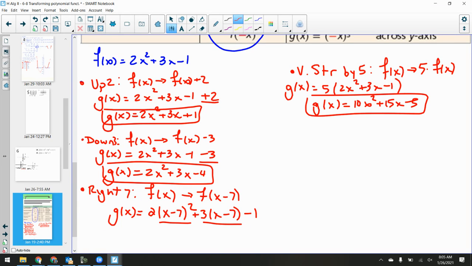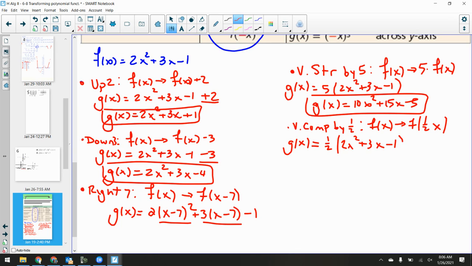All right. That would be a vertical stretch, multiplying the entire function by a certain amount. A vertical compression would just be a fraction multiplied by the entire thing, right? So if I wanted a vertical compression by 1/2, that's just taking f of x and mapping it to 1/2 times f of x. So g of x would be 1/2 times this entire 2x squared plus 3x minus 1. Just quite simply because it's easy to reduce, x squared plus 3/2 x minus 1/2. Just distributing it in.